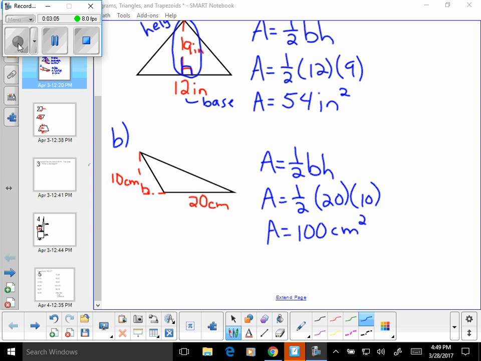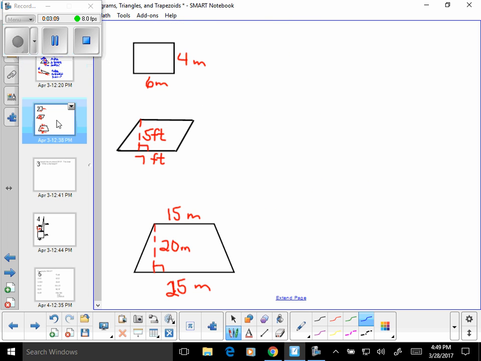Here's the work for example B. You should get 100 centimeters squared. Let's look at example C, which is a parallelogram, base times height. Some people use the formula area equals length times width. You can also use that one.